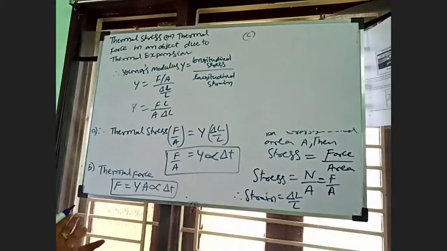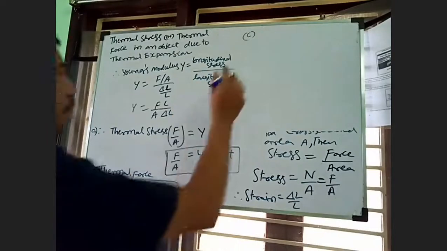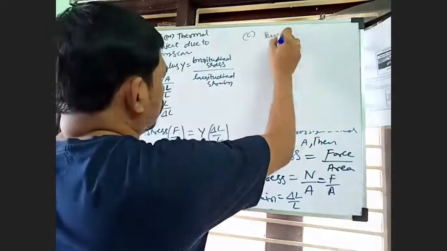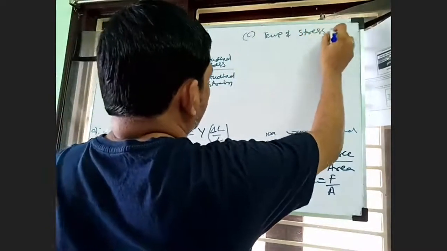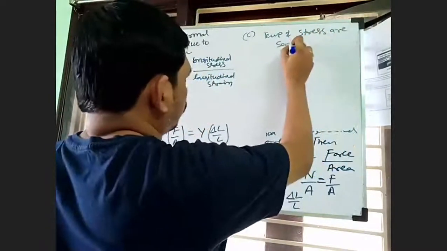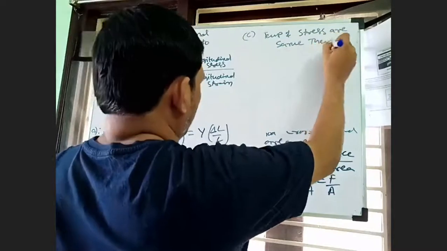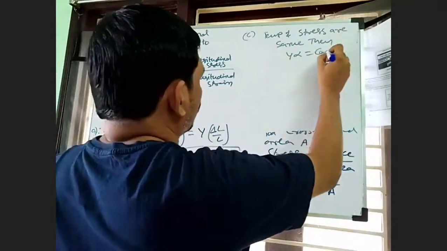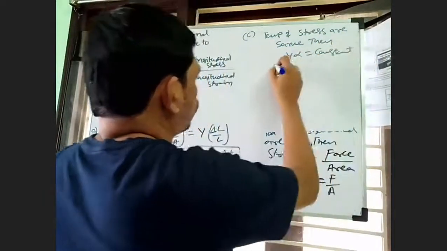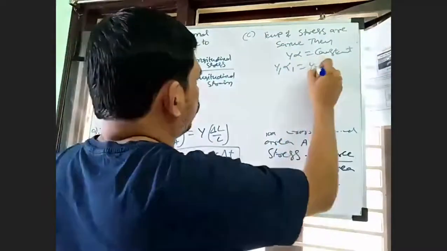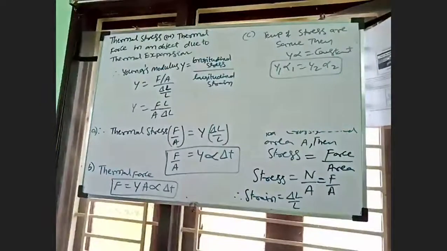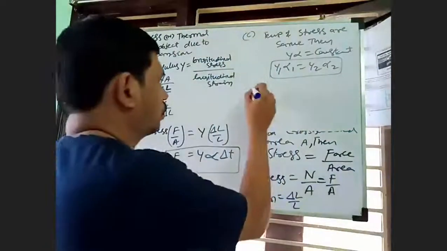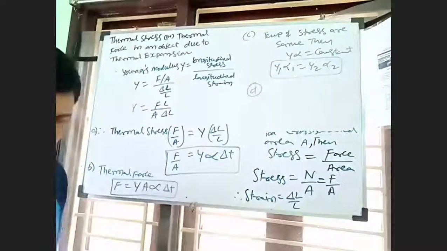So if temperature and stress are the same, then Y alpha is equal to constant. So Y1 alpha 1 is equal to Y2 alpha 2.